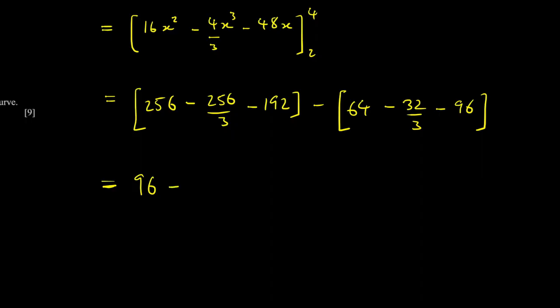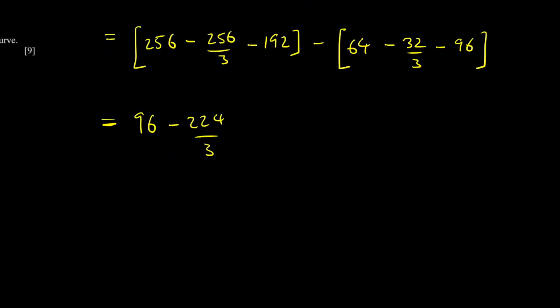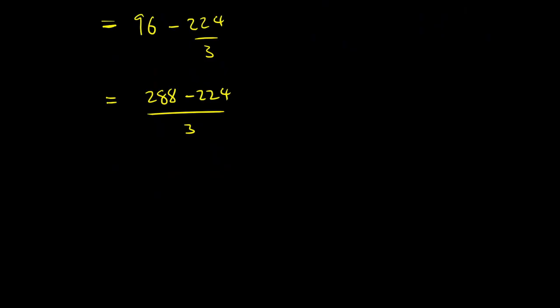So now I've got negative 224 thirds. Okay, well, I'm going to convert the 96 into thirds. So 96 times 3 is 288. So I get 288 thirds minus 224 thirds. So 288 minus 224 is 64. So I get there 64 thirds.